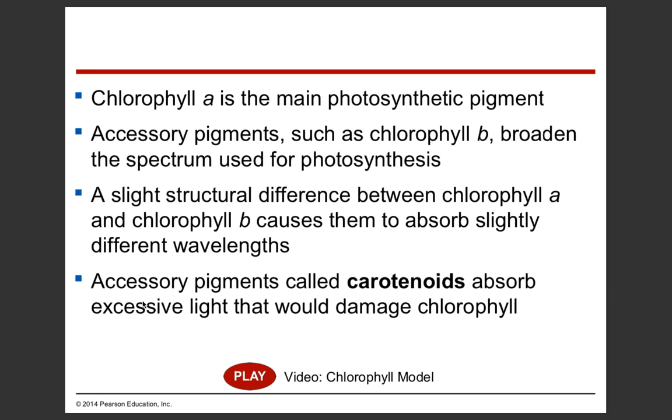And then there's a little bit of a structural difference between chlorophyll A and B. It's on the next slide. It's literally like 2 atoms difference. Okay, and then our carotenoids absorb excessive light that would damage the chlorophyll otherwise. And it's also the reason why we can get different variations in color in our plants as well.